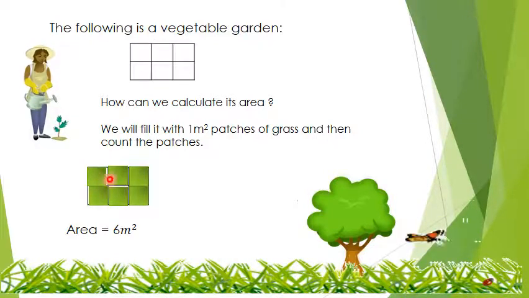So I'll put one here, one over there, one over there, one here, here, and there. And in total, we have to count the patches. So how many patches do we have? We have 6, and we know that they are all squared. So our area is 6 meters squared.